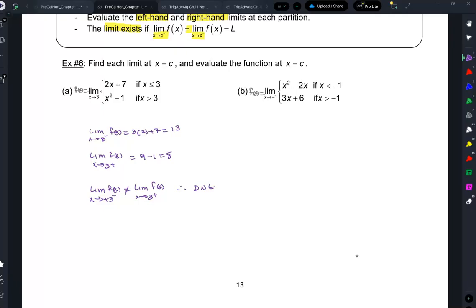Okay, so here we go. This one, the limit as x approaches -1 from the minus side of f of x. How much is that? -1? No. 3. And then the limit as x approaches -1 from the positive side of f of x. 3. So the limit of f of x as x approaches -1 is equal to 3.